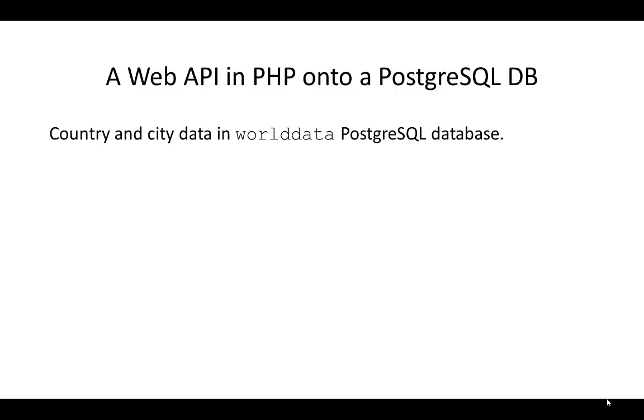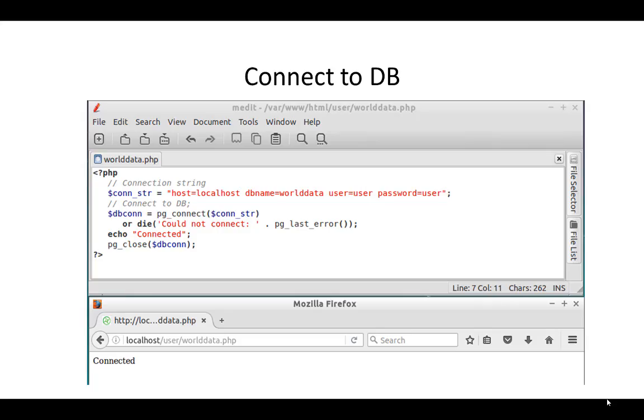So we're going to build a web API written in PHP onto a Postgres database. That's what I'm going to show you how to do. We're going to access the country and city data in the world data Postgres database. It's the same data that you've been using as GeoJSON, but I've imported it into Postgres in this case. The first thing we want to do is to actually connect to the database.